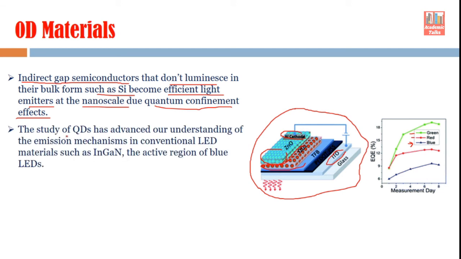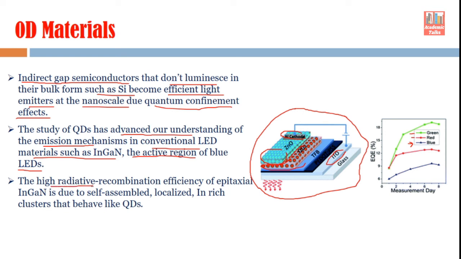Now, the study of quantum dots has advanced our understanding of emission mechanism in conventional LED materials such as indium gallium nitride, which is the active region of blue LEDs. So, blue LEDs were a challenge for many years. It was difficult to form blue LEDs, but because of advancement in the technology, and because now we are able to make 0 dimensional materials, we are able to make quantum dots, it has become possible to form blue LEDs, and blue LEDs normally are formed with the help of indium gallium nitride material.